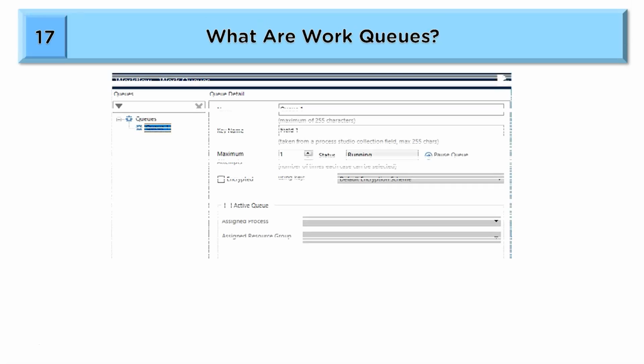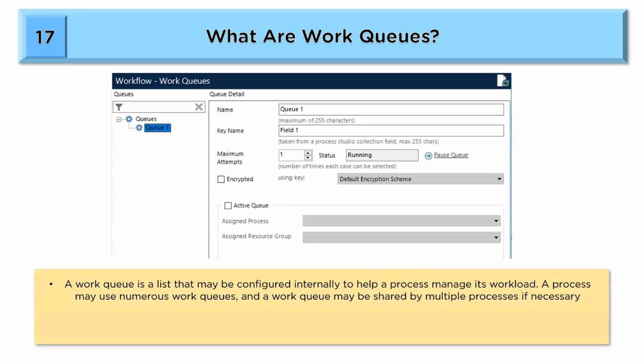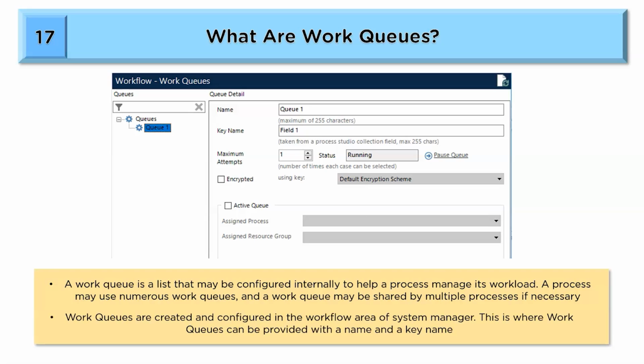What are work queues? A work queue is a list that may be configured internally to help a process manage its workload. A process may use numerous work queues, and a work queue may be shared by multiple processes if necessary. Work queues are created and configured in the workflow area of System Manager. This is where work queues can be provided with a name and a key name. The key name directly correlates to a column name in the collection stage used within a process to add new items to a work queue.